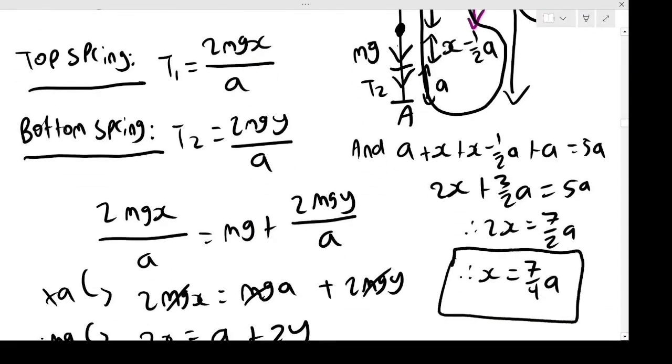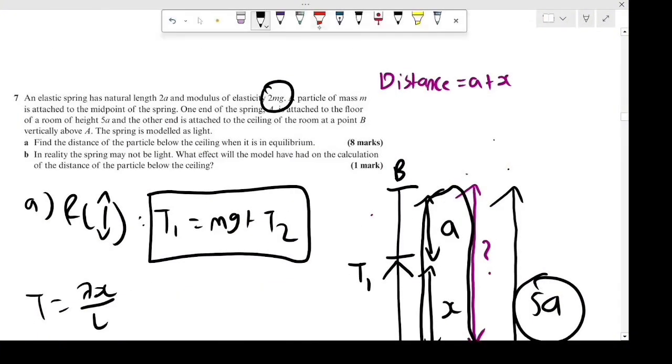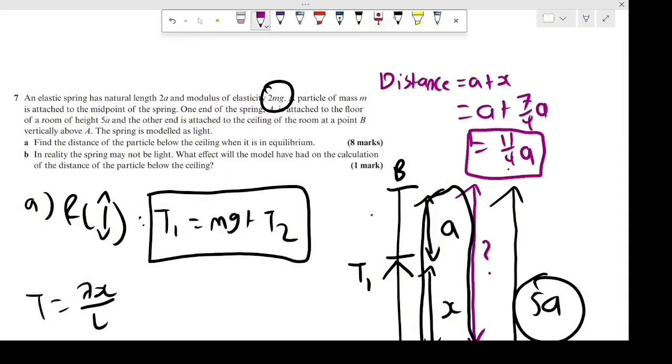Cool. So now we're pretty much done. If x is 7 over 4a, then the distance we want, which again is a plus x, is going to be a plus 7 over 4a, which is 11 over 4a. And there we are.